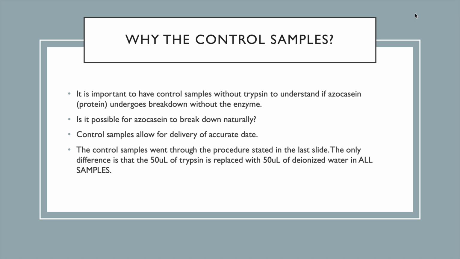It is critical to have a sample without trypsin because it shows the scientist if azocasein undergoes a breakdown without the presence of trypsin. It will allow the data to be more accurate because it will inform the scientist if the enzyme is the only factor in the breakdown of azocasein or not. The control samples were created and went through the same process as stated in the procedure in the last slide. The only difference is that the 50 microliters of trypsin is replaced with 50 microliters of deionized water.